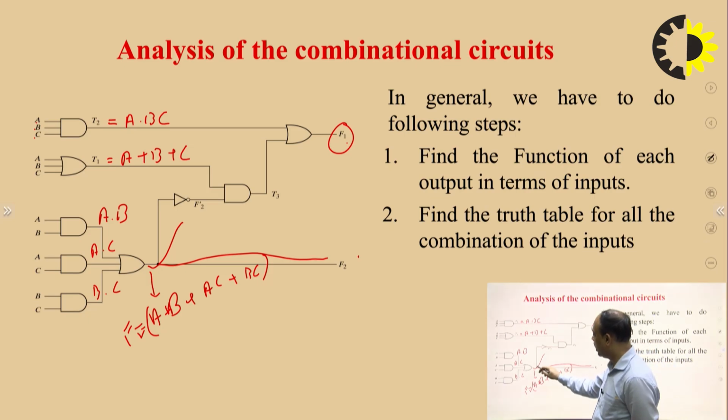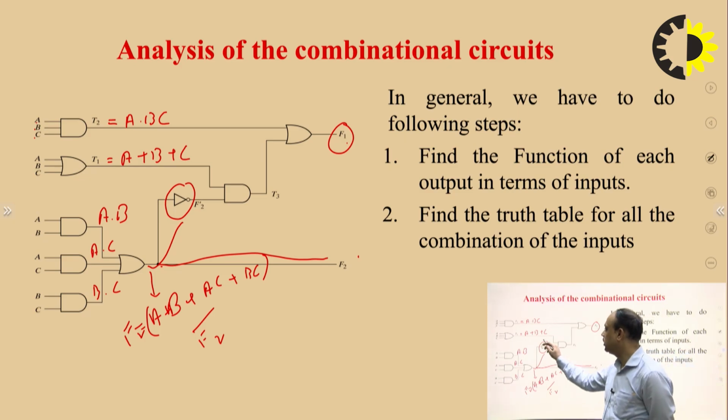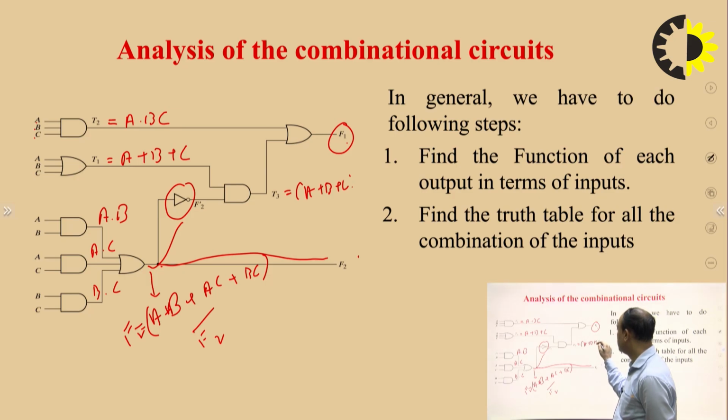So, if we apply this output to the NOT gate, we get F2 bar. Using De Morgan's theorem, that is break the line and change the sign, and this combination is multiplied by this, and we can find T3. So, T3 is nothing but the multiplication of A plus B plus C multiplied by F2 bar. Now, this is T3, but we have to find F1.